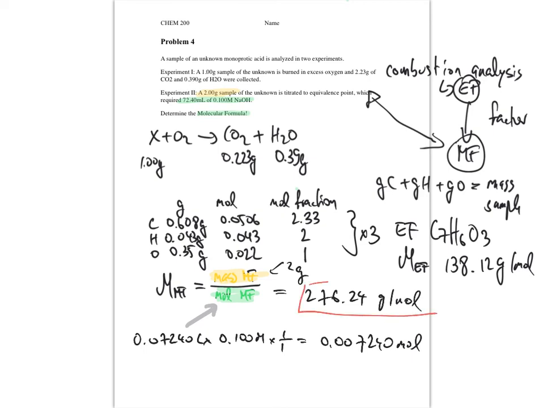Now let's compare the molar mass of the molecular formula to the molar mass of the empirical formula, and it should be clear that the factor is 2. So my molecular formula should be twice my empirical formula, so that should be C14H12O6.